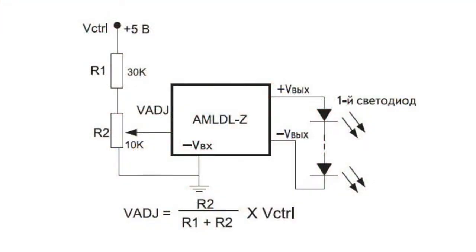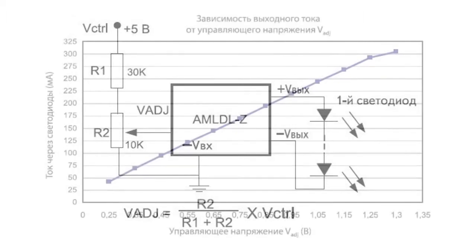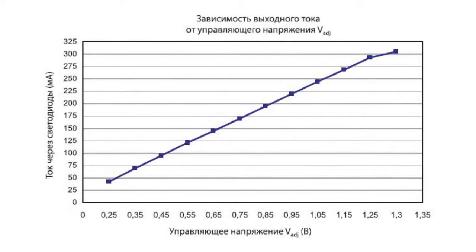The simplest manner of brightness regulation is analog. It is realized by changing the voltage in the control input. The voltage is to be no more than 0.3 to 1.25 volts. The dependence of driver output current on control voltage is linear, and the same for all models.